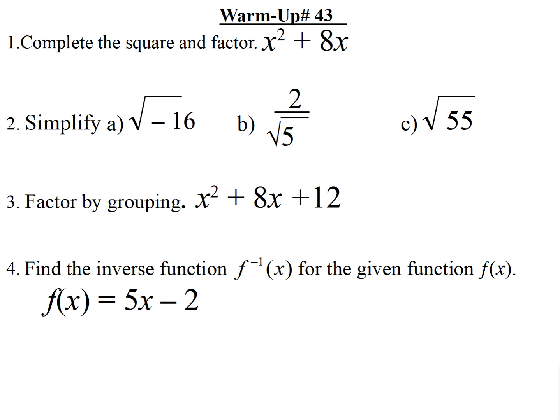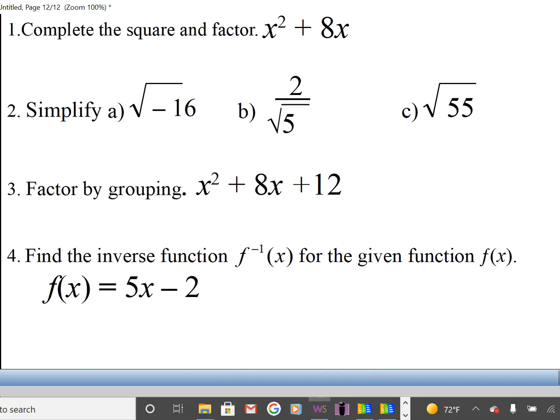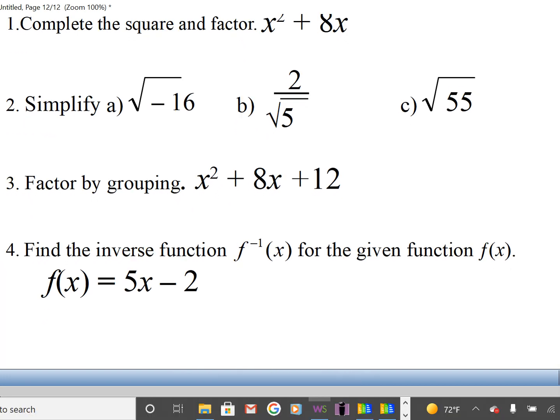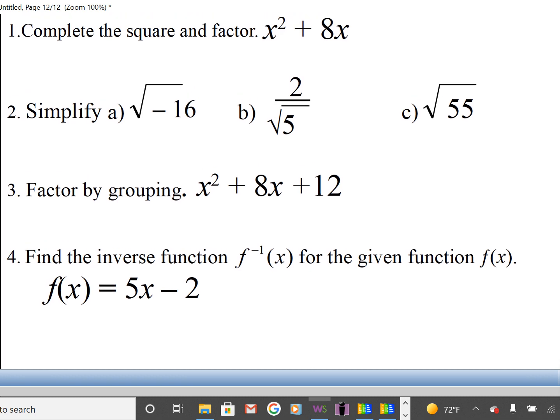Number 1. Complete the square and factor. Let me go over this one more time. They give us x squared plus 8x. We need to complete the square. That means we need to make it a trinomial, so we need to add one more term. What would that term be?